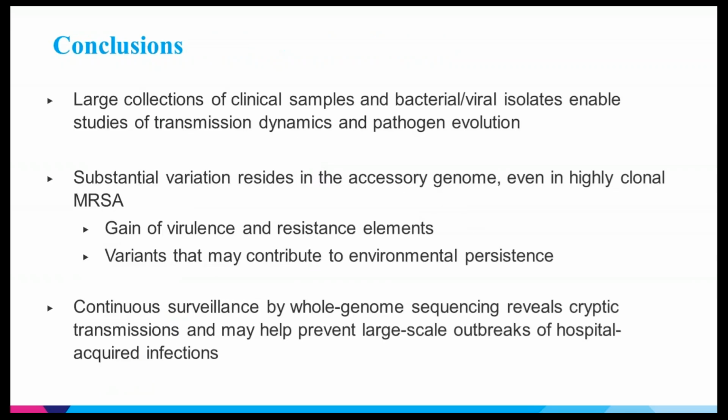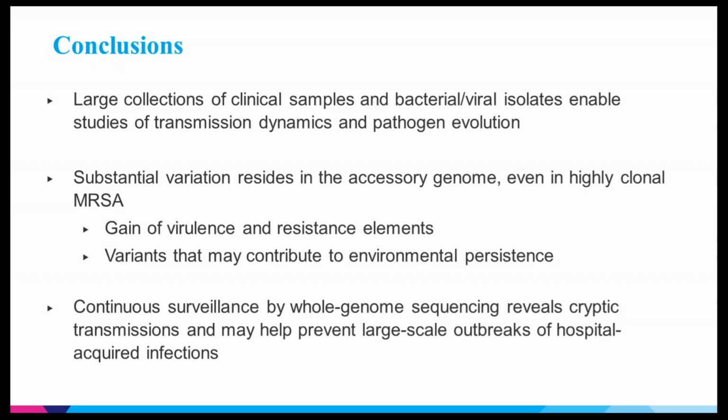So finally, just to wrap this up, I hope that I've shown here that building these large collections of clinical samples and bacterial isolates and combining that with whole genome analysis really allows you to study transmission dynamics and pathogen evolution in a hospital setting. It also should probably be no surprise that there is substantial variation that resides in the accessory genome, even in very highly clonally related MRSA isolates. And this is really an important aspect of the genome because it harbors virulence and resistance elements.